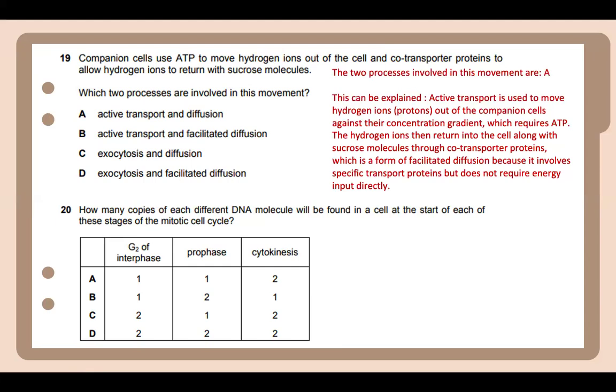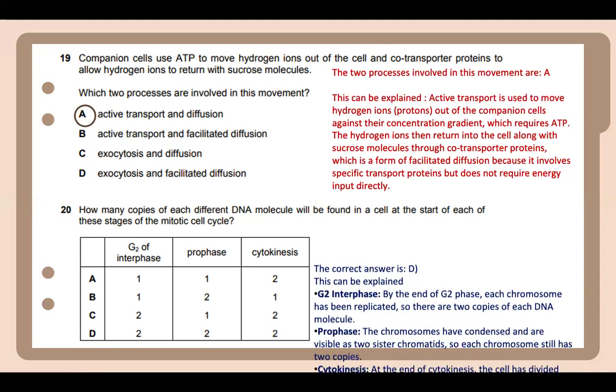Active transport is used to move hydrogen ions, which are protons, out of the companion cells against their concentration gradient, which requires ATP. The hydrogen ions then return into the cells along with the sucrose molecule through co-transporter proteins, which is a form of facilitated diffusion because it involves specific transport proteins but does not require energy input directly.